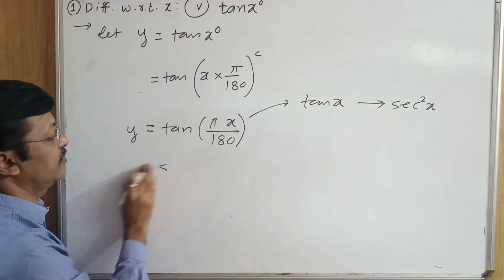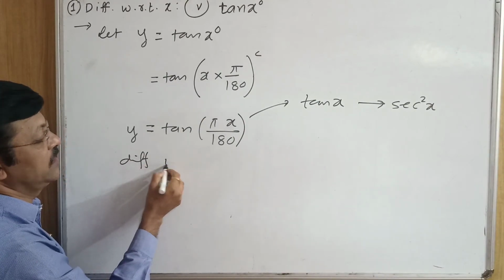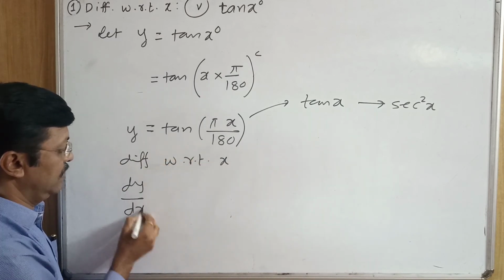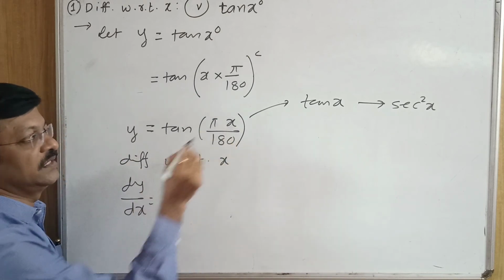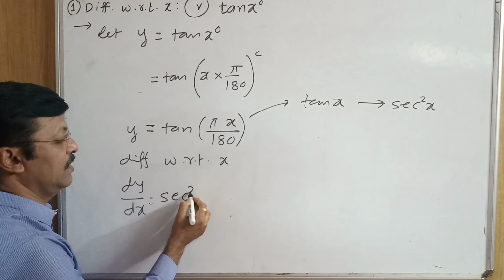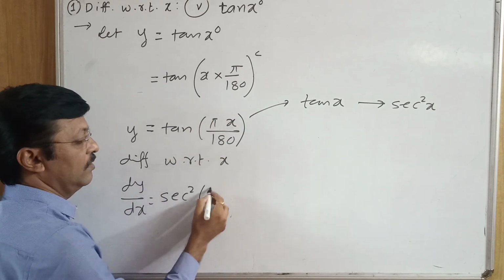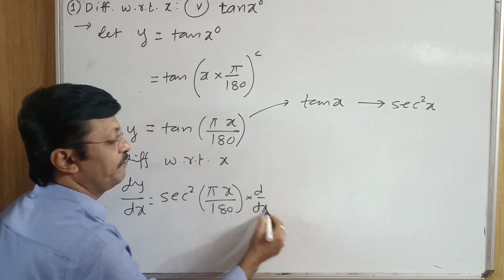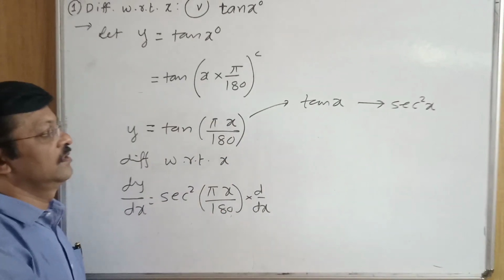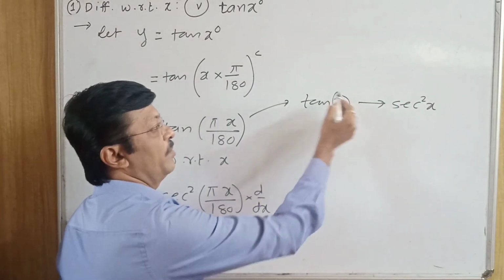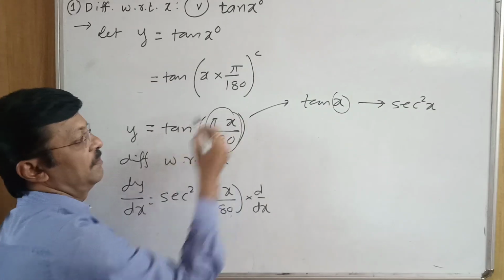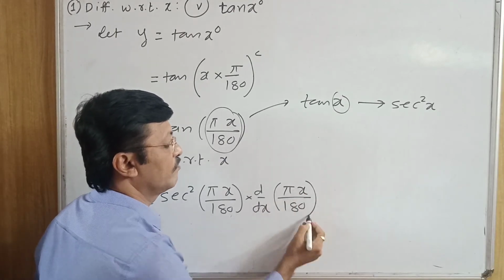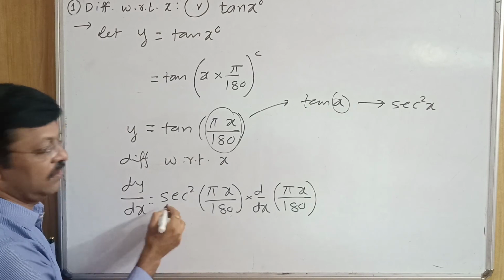That means now after differentiation, of course, differentiating with respect to x is mentioned, and then the next step starts. dy by dx is equal to the derivative of this, which is sec square. Instead of x we have pi x by 180, and then into d by dx of, whenever the comparison is done, you have to understand what is the replacement of x. Replacement of x is pi x by 180. So d by dx of pi x by 180. Now I have to repeat this sec square pi x by 180.